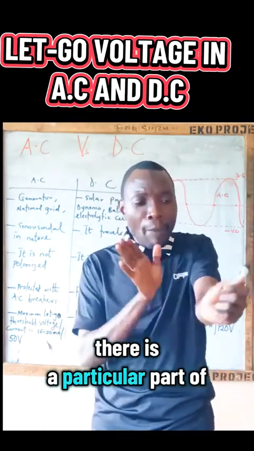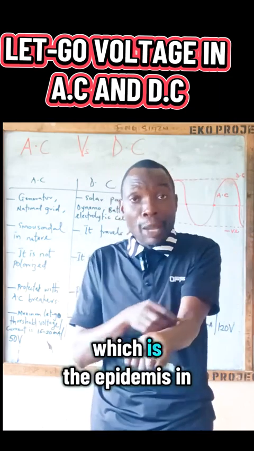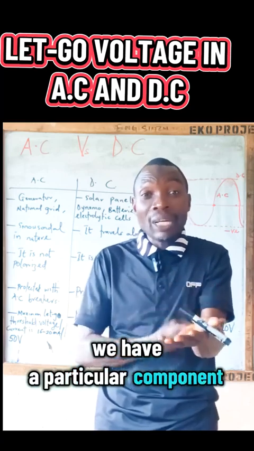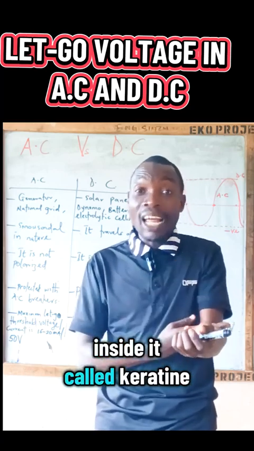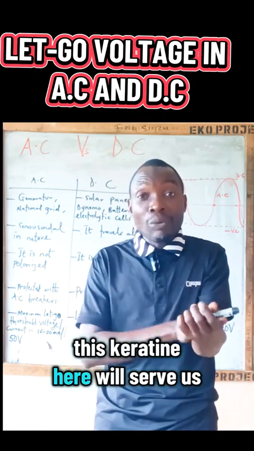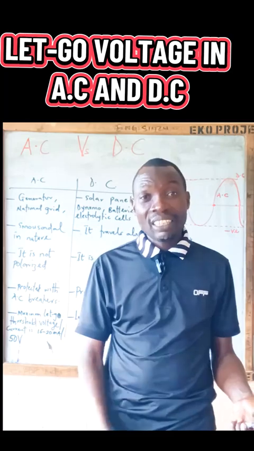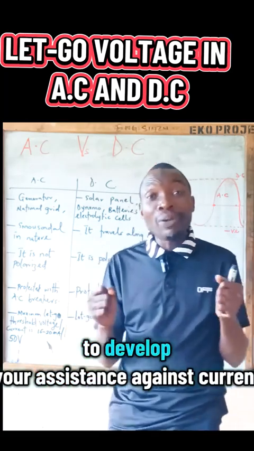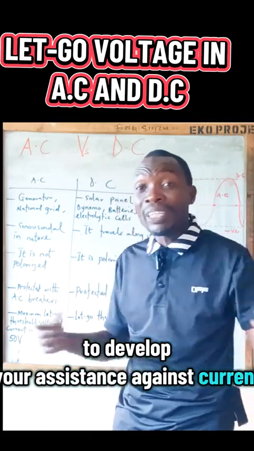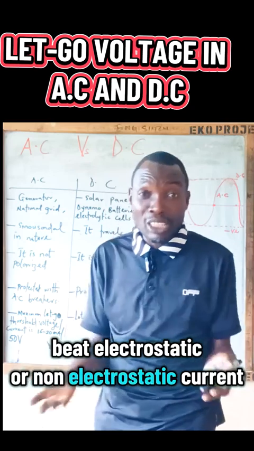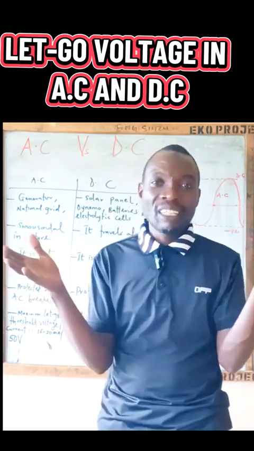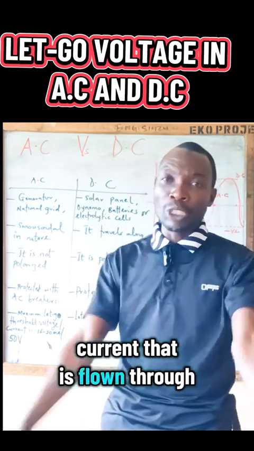There is a particular part of our skin, which is the epidermis. In this epidermis, we have a particular component inside it called keratin. This keratin serves as a resistance for the body. So it helps the body to develop a resistance against current, be it electrostatic or non-electrostatic current. But the value of this resistance depends on the value of the current that is flowing through the body.